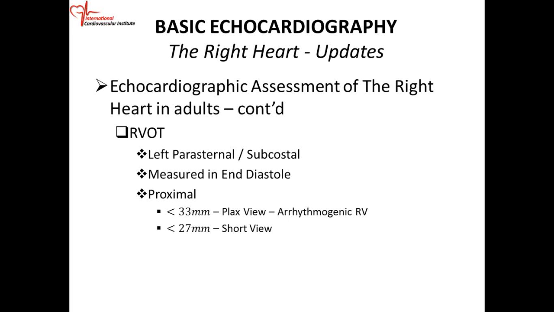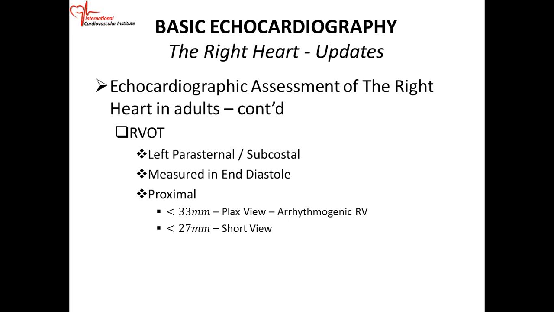So remember when you're doing your measurement of your LV in diastole and you do your septum, the LV cavity size in diastole and the posterior wall, if you just extend up a little bit more, then that's the proximal RVOT, and that should be less than 3.3 centimeters or 33 millimeters. It's important because it's going to be dilated in arrhythmogenic RV cardiomyopathy. And remember, we went over that a little bit.